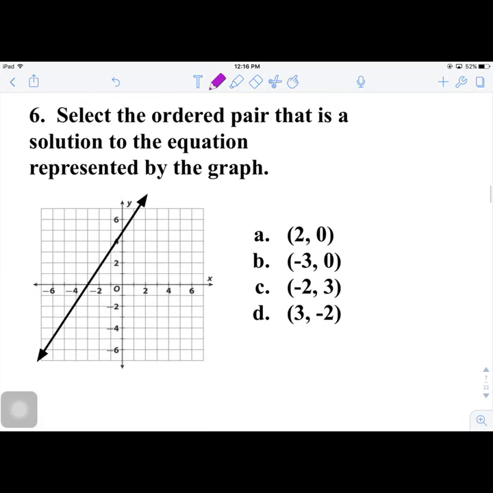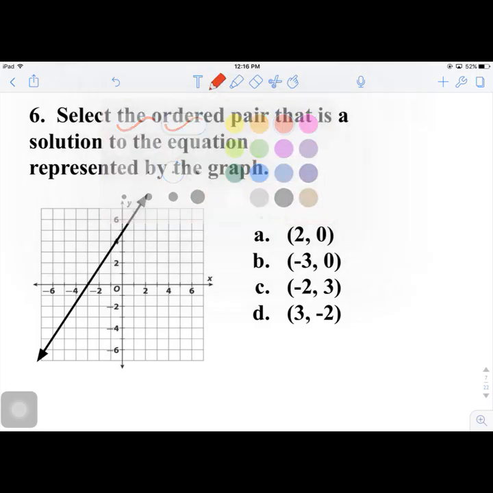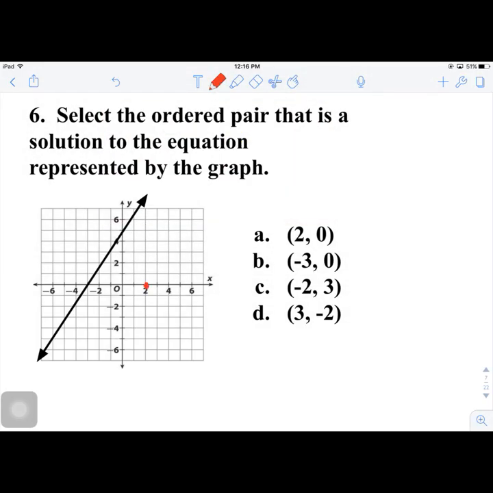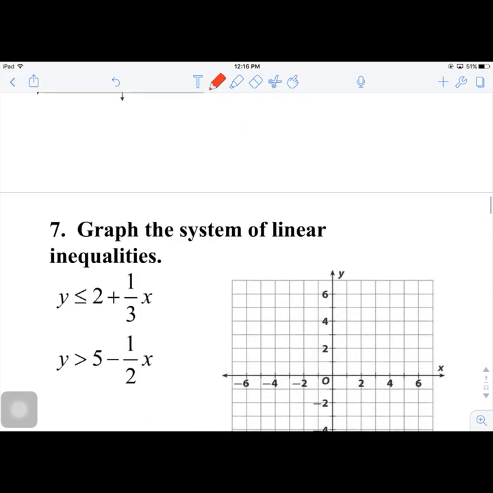Number 6, select the ordered pair that is a solution to the equation. So if you actually test each one of them, or actually even graph each one of them, you will realize that (2, 0) is here, (-3, 0) is here, (-2, 3) is here, and (3, -2) is here. Of all the points, there's only one point, which is the second one, (-3, 0), that falls on the line. So that is the answer.